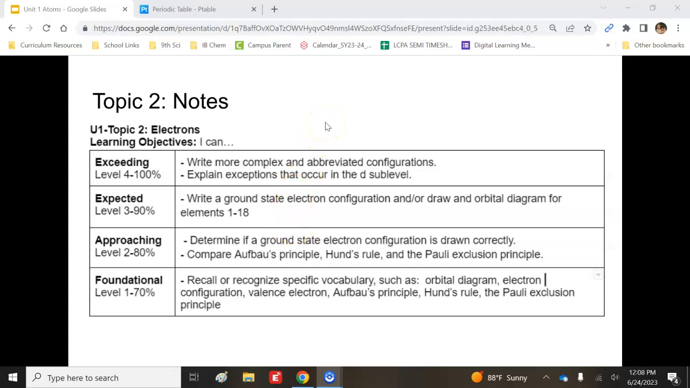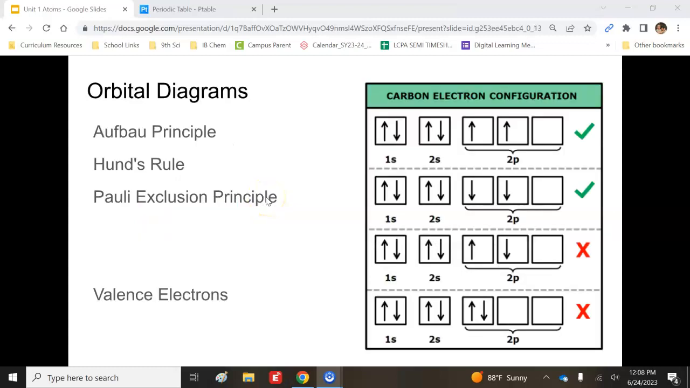We're looking at electrons this time. We're going to look at writing a ground state electron configuration and drawing an orbital diagram for elements 1 through 18. If you are aspiring towards exceeding, you will then go to elements greater than 18, but 18 is our threshold for our expected level.